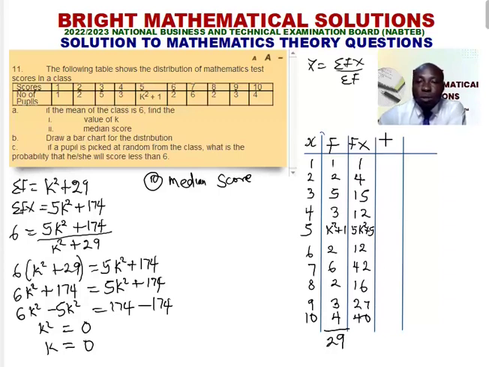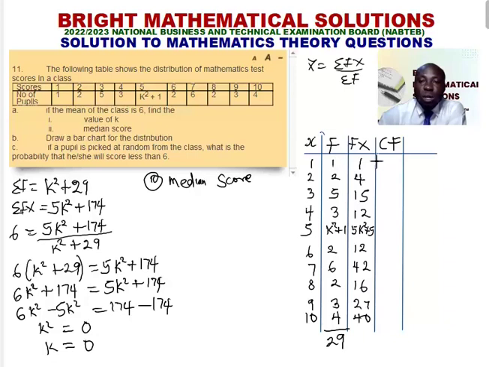Now, for us to calculate the median score, we must know the median class, and to get the median class easily, we need to calculate our cumulative frequency. Now, we're going to add the frequency in succession, and that will give us the cumulative frequency.